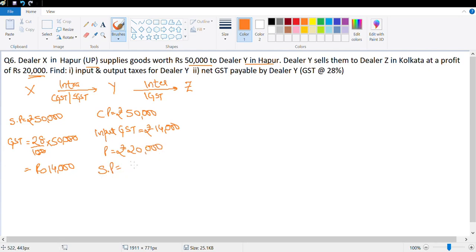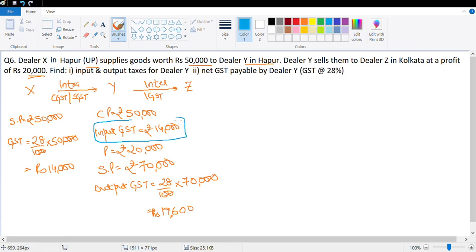Selling price for him is rupees 70,000, cost price plus profit. So output GST for him would be equal to 28% of the selling price, that is 28 upon 100 into 70,000. That's 28 into 7, 196, with 2 zeros. So that's rupees 19,600. Input GST for Y we've calculated, and output GST for Y we have calculated at 19,600. So the first part of the question is done.